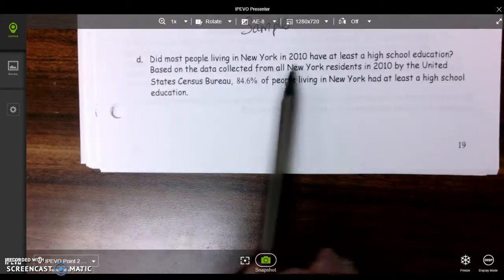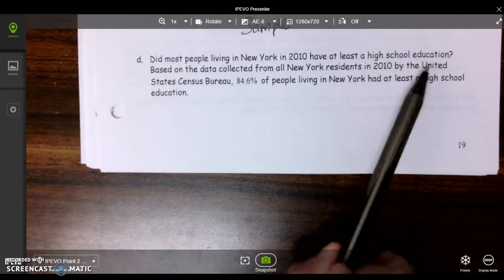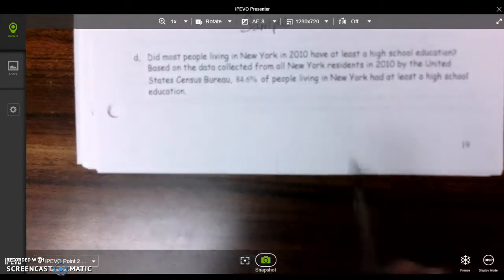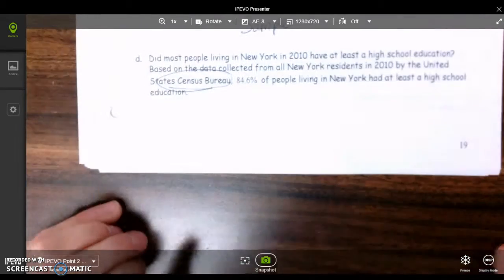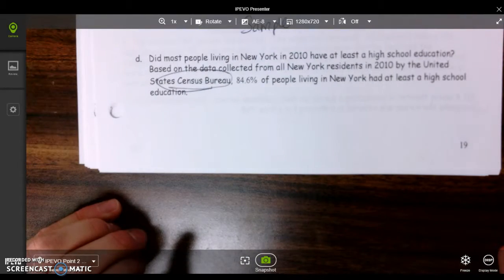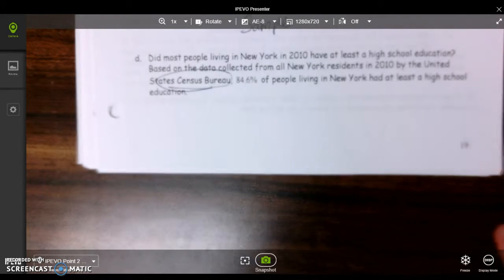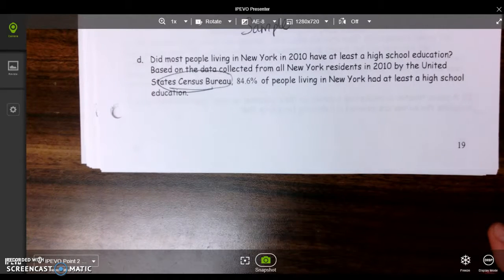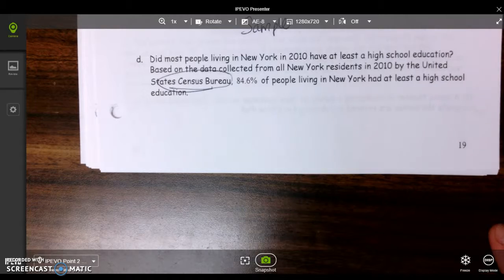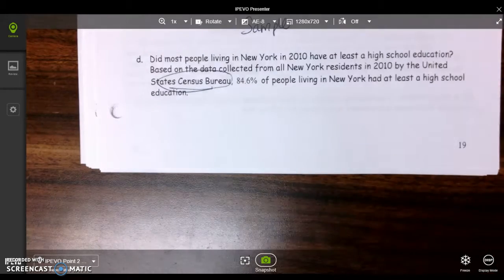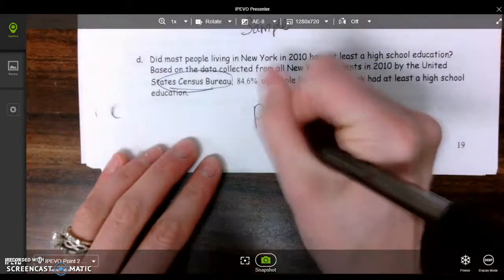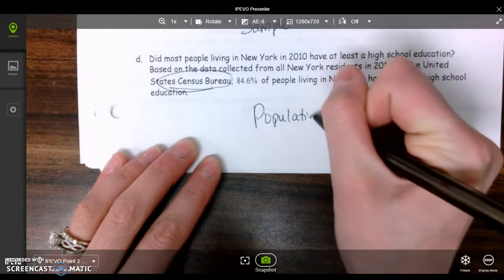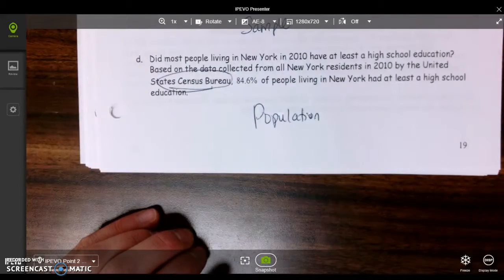Did most people living in New York in 2010 have at least a high school education? Based on the data collected from the New York residents in 2010 by the United States Census Bureau, I know you guys have talked about that in social studies a lot. It's saying how many people living in New York have at least a high school education. So this is asking all of the people in New York, which is why we're using this as our document. This is the population because it's all of the people in New York, not just some of them.